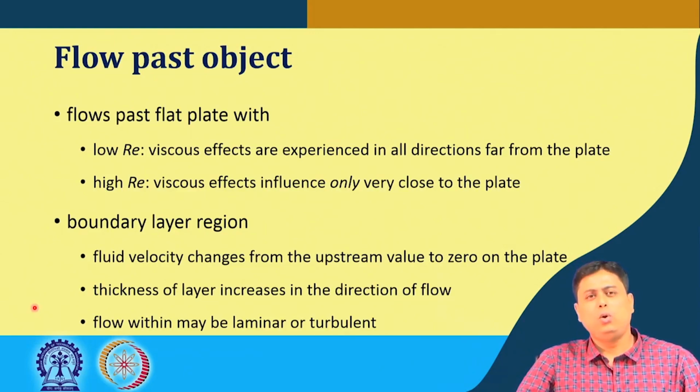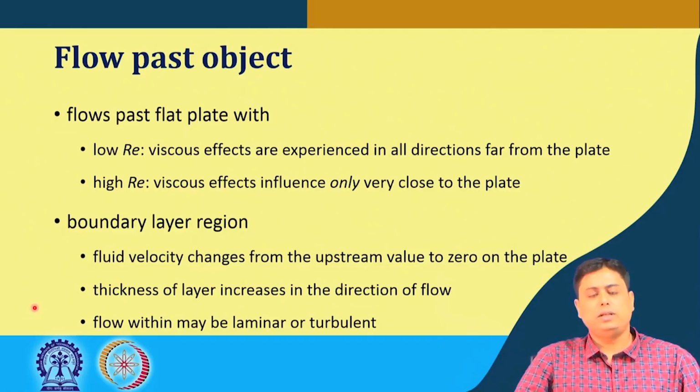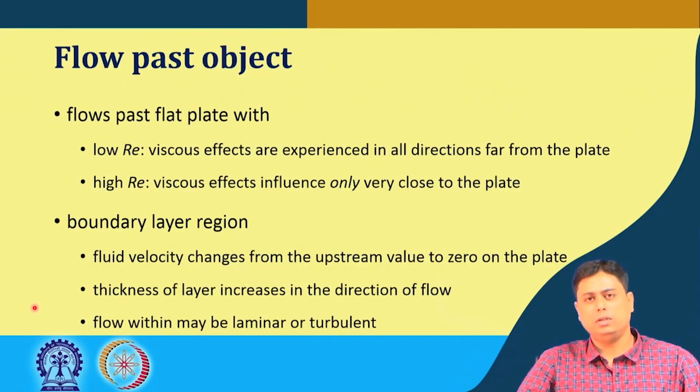So, for the low Reynolds number case, now again remember the Reynolds number is ρVd by μ, or the inertia force by the viscous force. So, the case of low Reynolds number means we have very low inertia and the viscous forces are dominant, and in this case it is actually experienced in all directions when there is a flow over a flat plate.